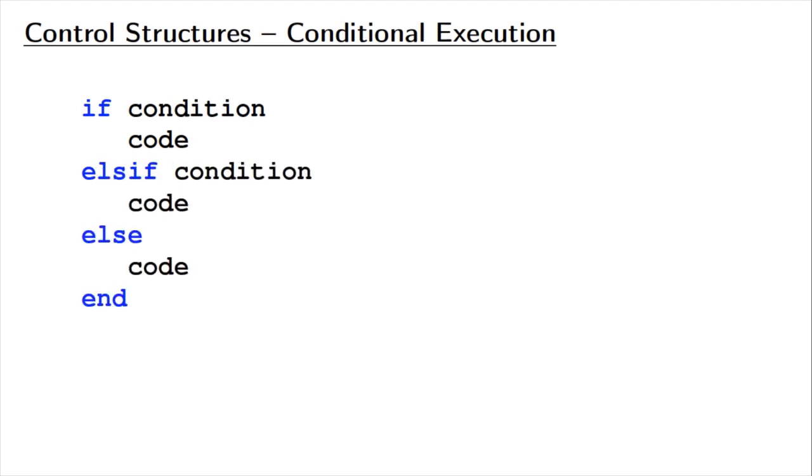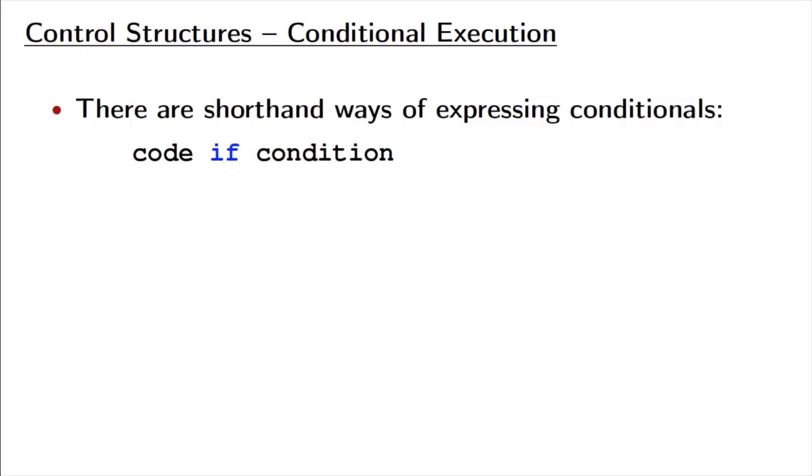Else clauses can be added, and notice the spelling of the else if. The second E is missing. Ruby provides some shorthand ways of expressing conditionals. Here's one. You have the code, and this code is executed if the condition on the right is true.